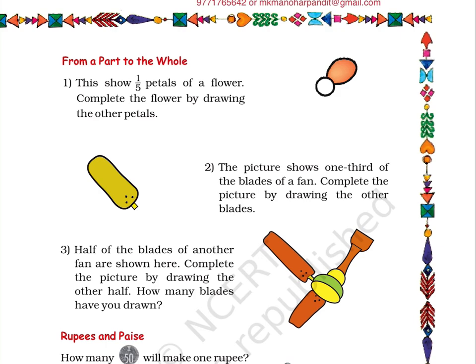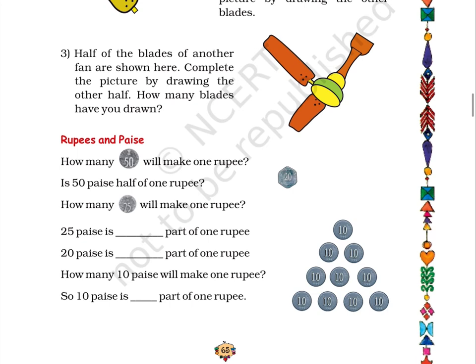Rupees and paise. How many 50 paise will make 1 rupee? Is 50 paise half of 1 rupee? How many 25 paise coins will make 1 rupee? 25 paise is dash part of 1 rupee. 20 paise is dash part of 1 rupee. How many 10 paise will make 1 rupee? So, 10 paise is dash part of 1 rupee.